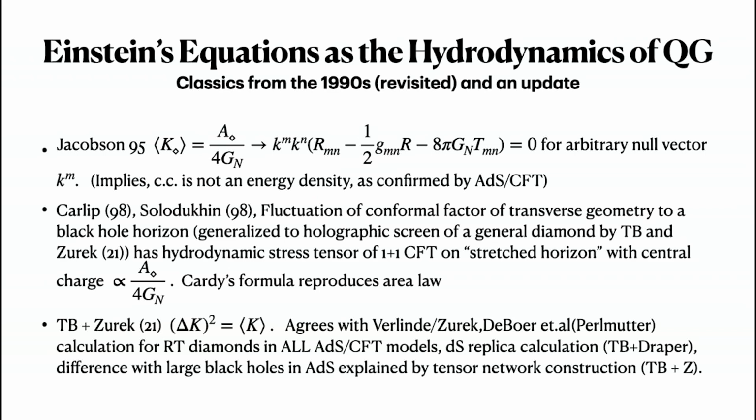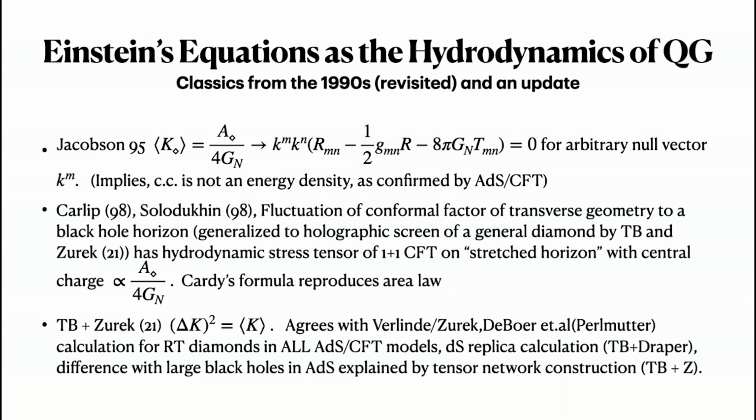And furthermore, it gives you a fluctuation formula that's really quite general for the modular Hamiltonian, because a 1+1 conformal field theory has a universal fluctuation formula.